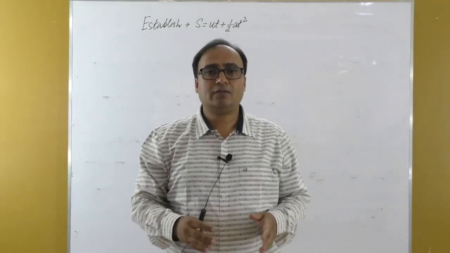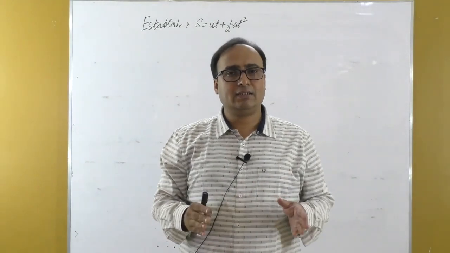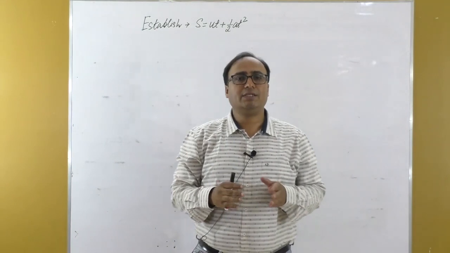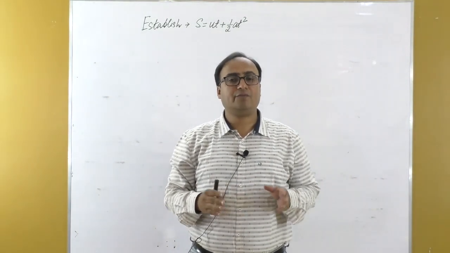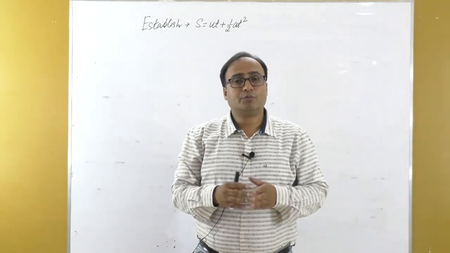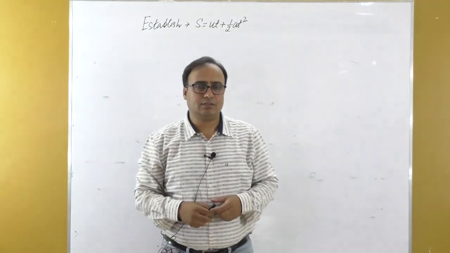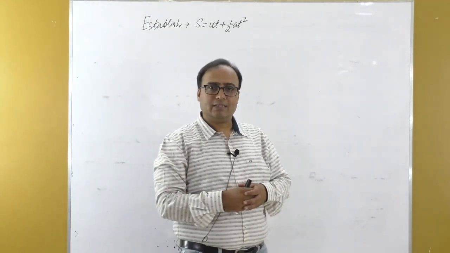So in this part we are going to establish another equation of motion, and that equation is s equals ut plus half at square. To prove that equation we have to first consider one situation. Let us try to understand that situation.